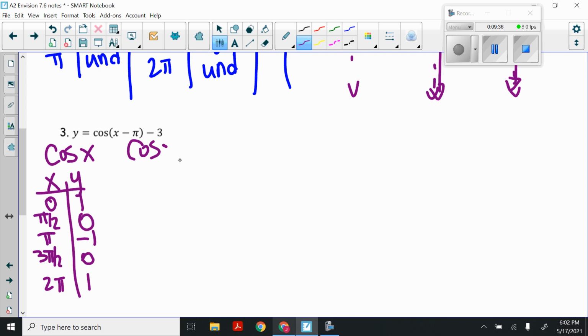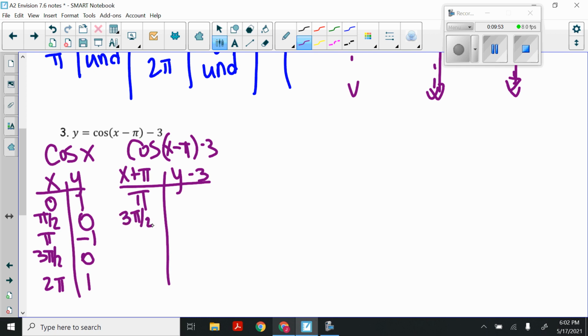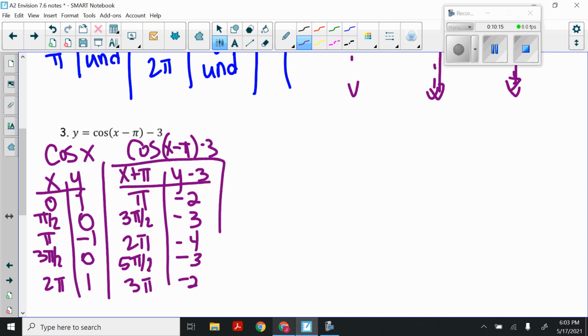So now if we do cosine of x minus pi minus 3, my table, I'm going to have x plus pi, y minus 3. So if I add pi, 0 plus pi gets me pi. Pi over 2 plus pi puts me at 3 pi over 2. Pi plus pi puts me at 2 pi. 3 pi over 2 plus pi, 5 pi over 2. 2 pi plus pi, 3 pi. Subtract 3, so 1 minus 3 puts me at negative 2. 0 minus 3, negative 3. Negative 1 minus 3, negative 4. Negative 3, negative 2. This is what we're graphing.